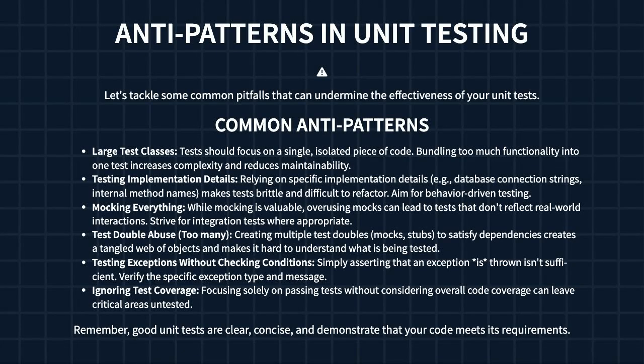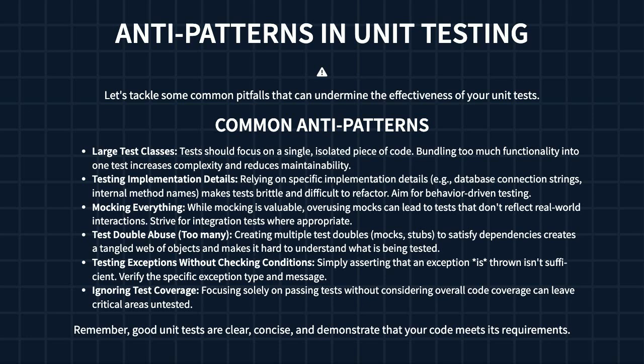Okay, let's talk about some common mistakes people make when writing unit tests, things we call anti-patterns. You'll often see large test classes crammed with a bunch of different assertions, which can quickly become really hard to manage and maintain. Another issue is testing how something works internally, like checking if a specific method name exists or using database connection strings in your tests. That makes your tests super fragile. Any small change to the code can break them.